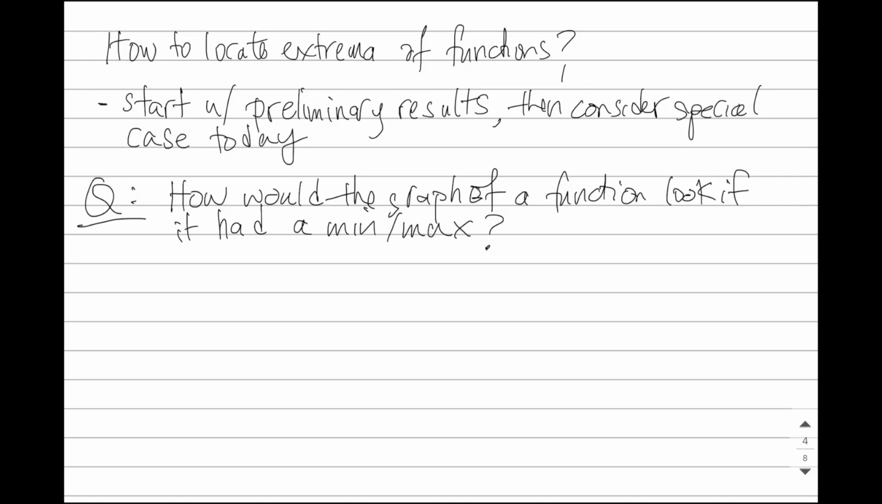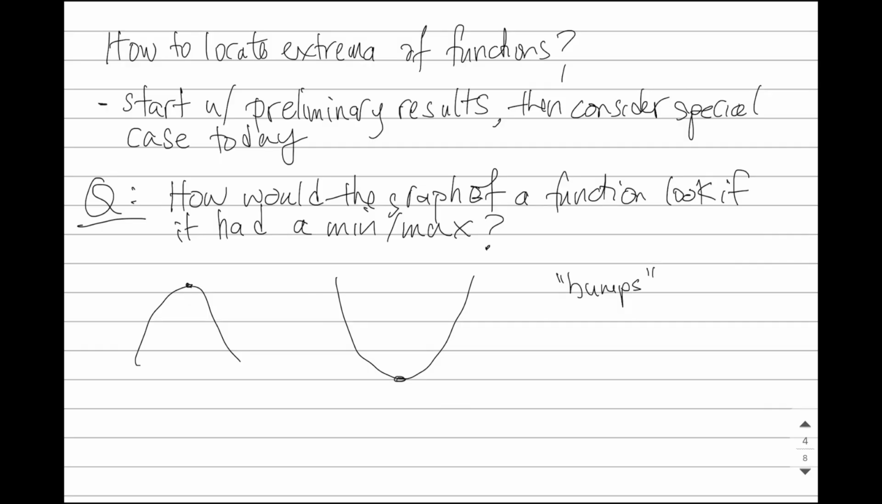We're going to be interested in locating extrema of functions. To start the discussion, I want to ask a question. How would the graph of a function look if it had a minimum or a maximum? When people are asked a question like this, they usually think of situations like this that I'll call bumps. When you've got a bump, the maximum occurs at either the high point or the low point.